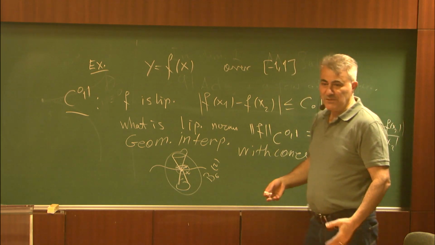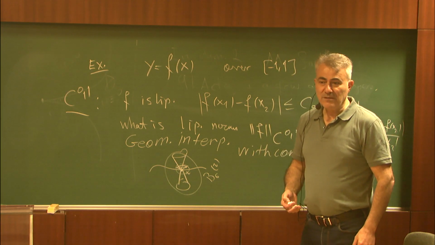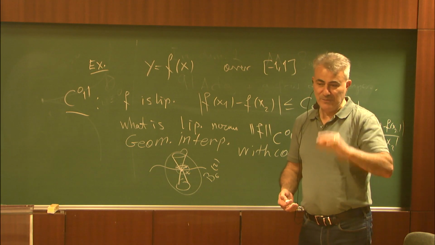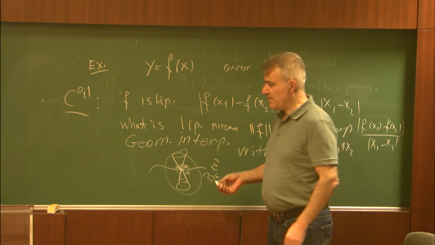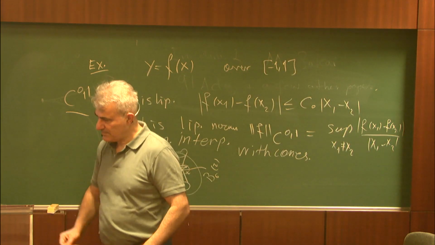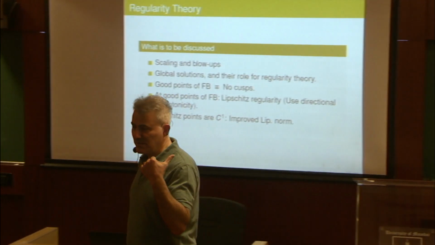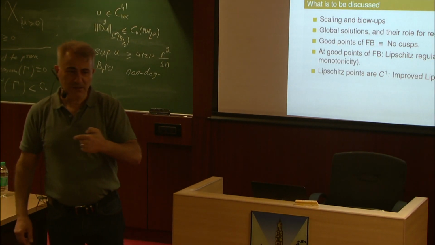So locally, the Lipschitz norm would be 0. The Lipschitz norm at the level of R going to 0 will be 0. That's being exactly C1. So you can play around with this, and that's what I'm going to use. So if you want to prove a graph is Lipschitz, and it has to be C1, how do you do that?